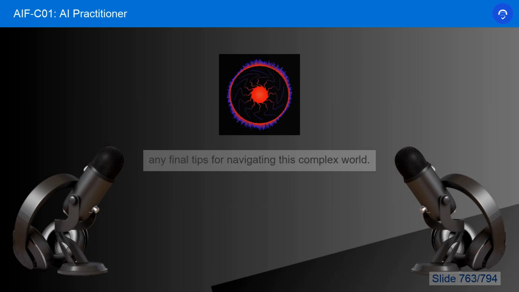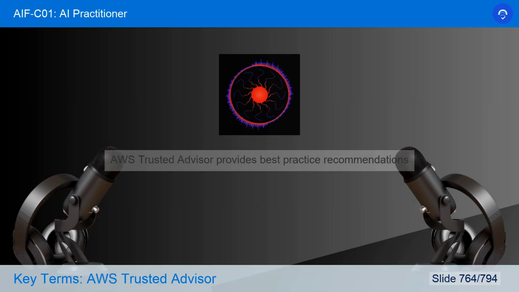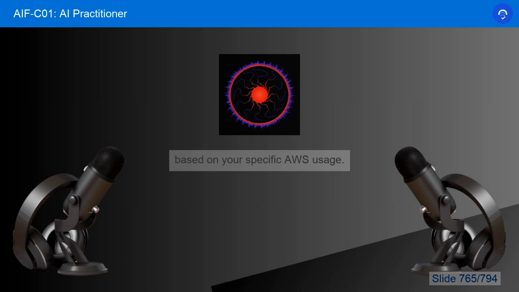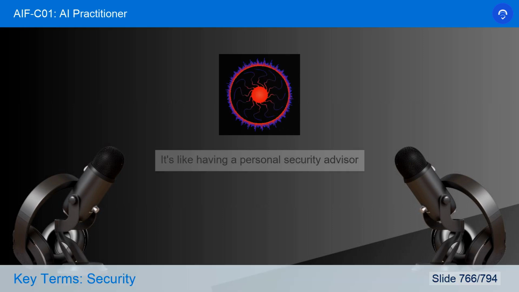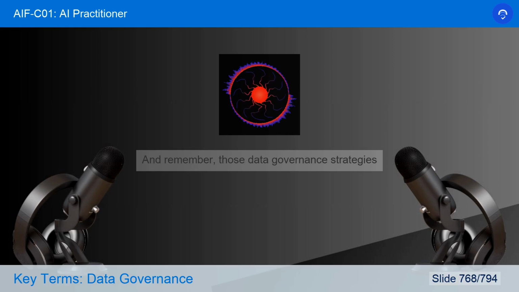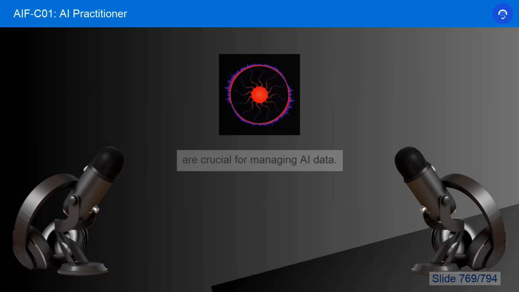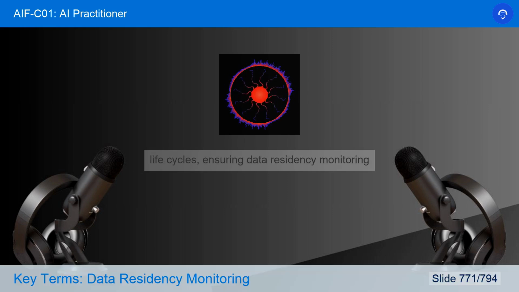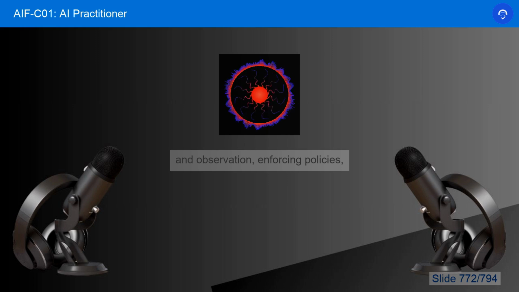Any final tips for navigating this complex world? AWS Trusted Advisor provides best practice recommendations based on your specific AWS usage. It's like having a personal security advisor for your AI projects. And remember, those data governance strategies are crucial for managing AI data effectively. This includes things like managing data lifecycles, ensuring data residency, monitoring and observation, enforcing policies, and documenting your framework.